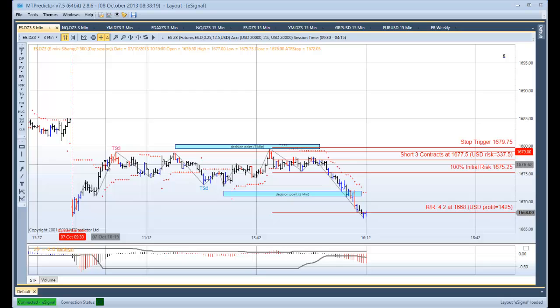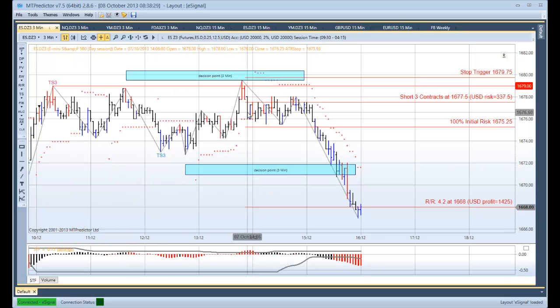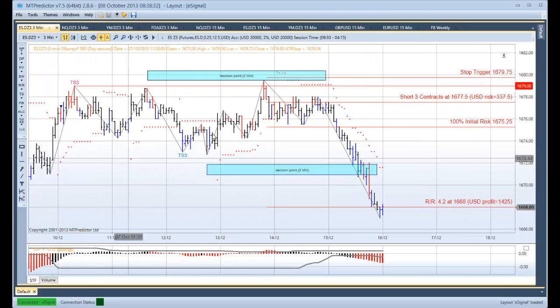So this is the advantage of using some of the more advanced techniques in MTPredictor and going beyond just our automatic setups. This is why we encourage you to come into our training, because there's so much more to MTPredictor than just a bunch of automatic setups. Some of our advanced setups like this go into some of the reasons why markets make moves, or what the professionals are doing, and are very good trade setups to take. It shows you some of the more advanced techniques that are available in the software.